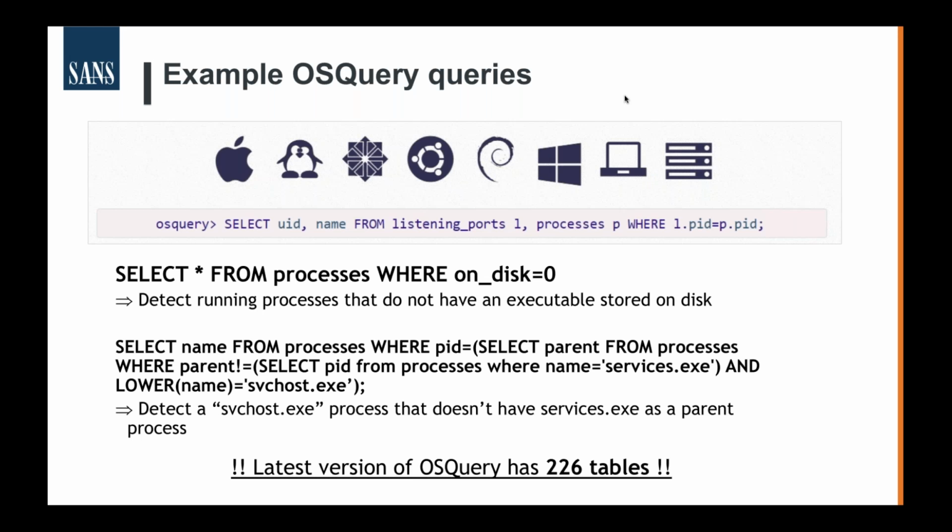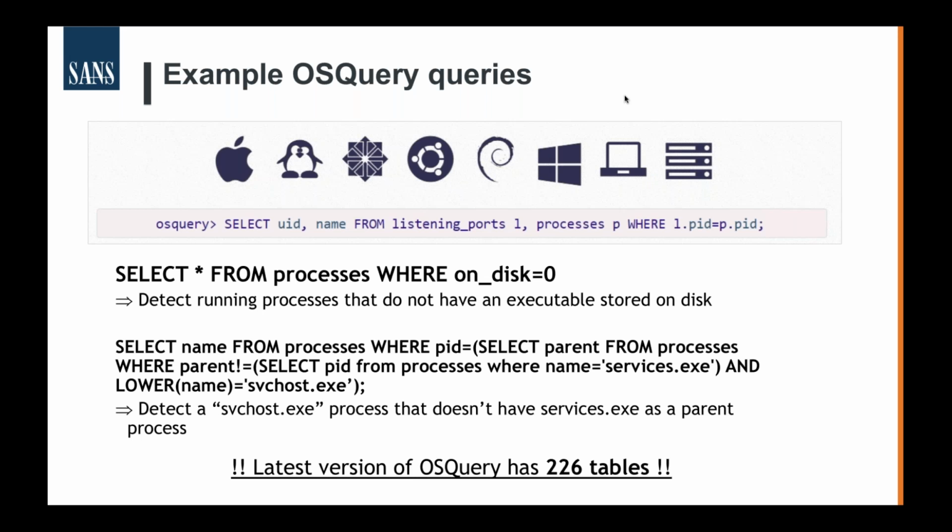More on that later. But here you're looking, for example, for an svchost.exe process that doesn't have services.exe as a parent process, which would be weird, and something you would want to investigate, because most likely that's not an actual svchost.exe process. It's probably masquerading as something else. So that would be something that you would want to look into.